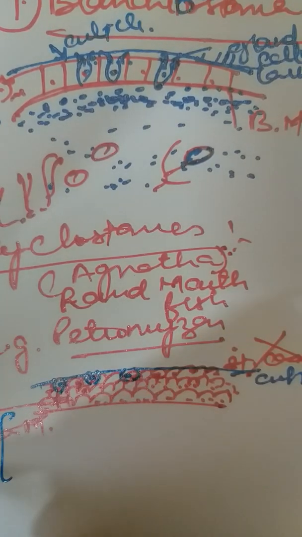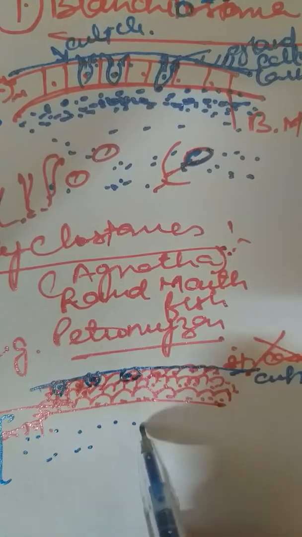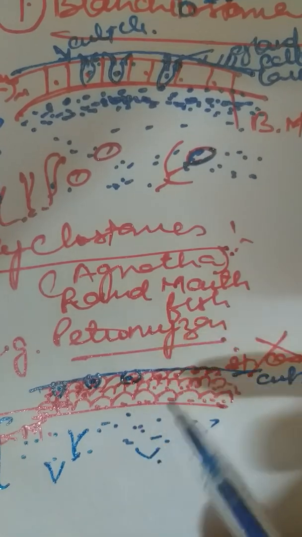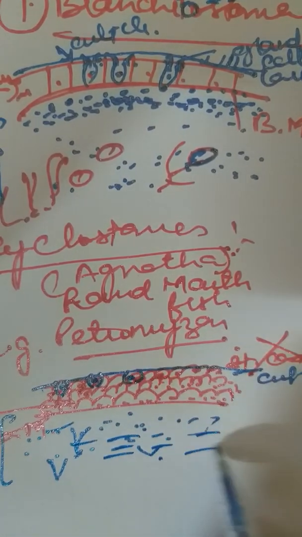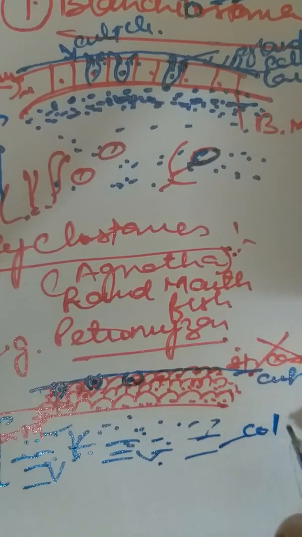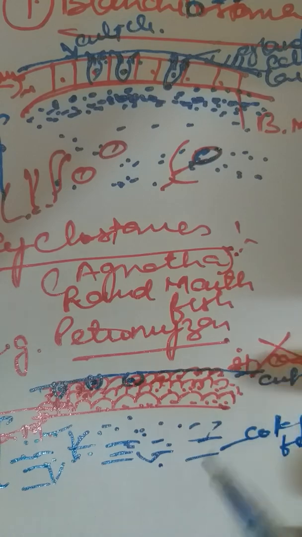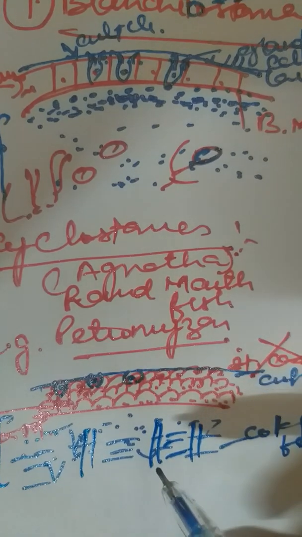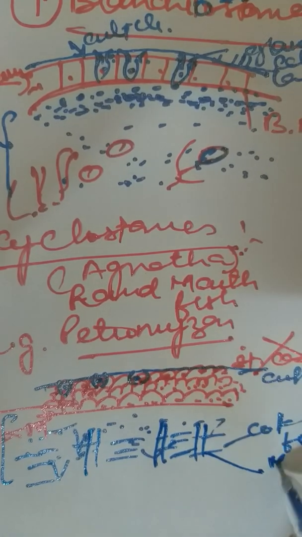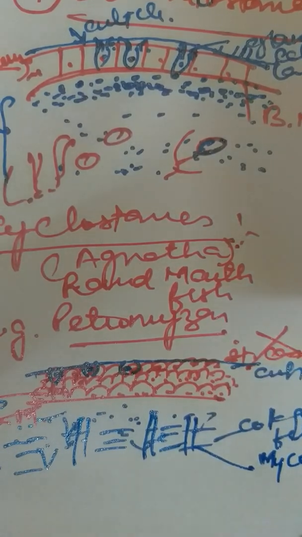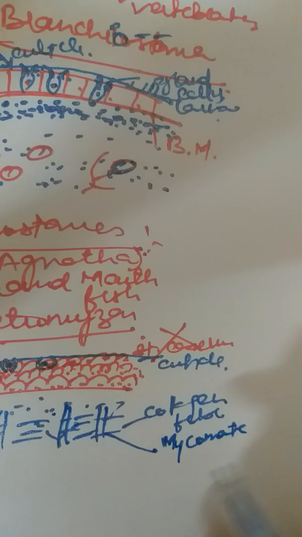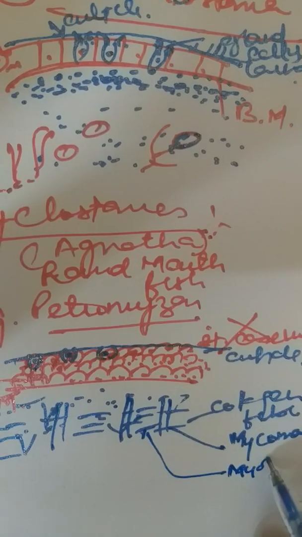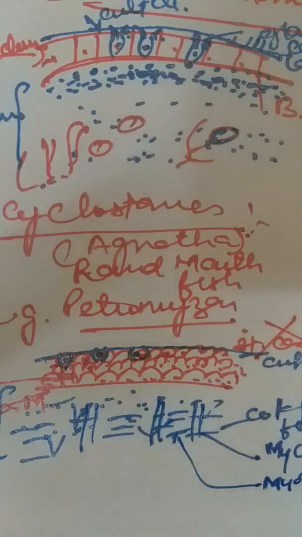The lower layer is the dermis, which is thinner, and it consists of connective tissue fibers and horizontal bands of collagen fibers, which are interrupted by vertical strands called myocommata. These lie between the myotomes. Myocommata are the vertical strands.